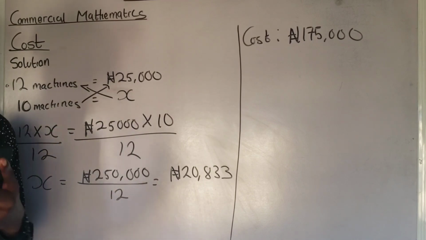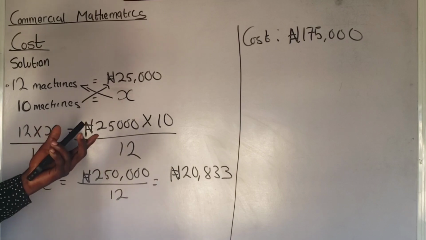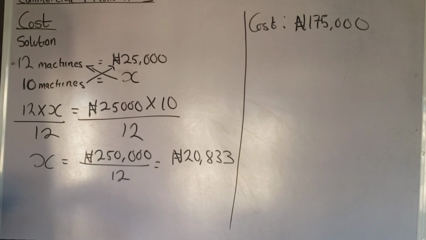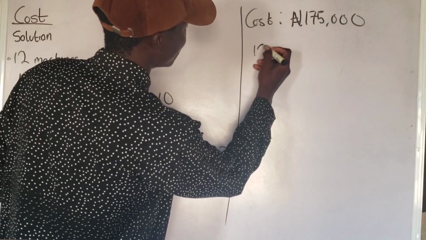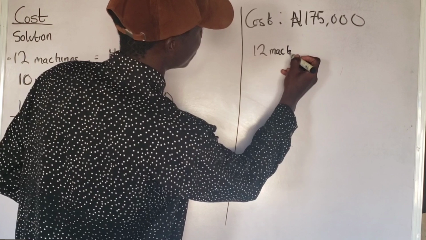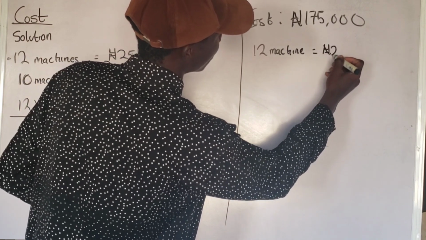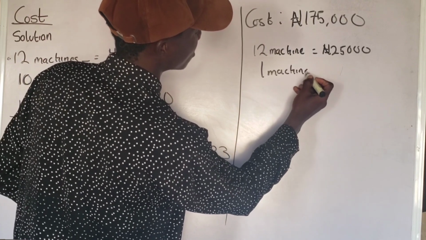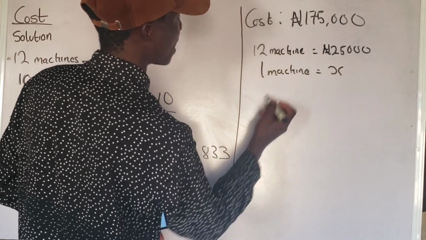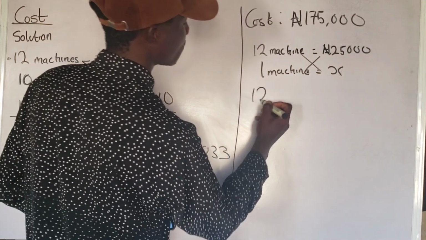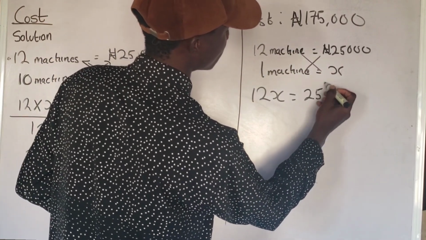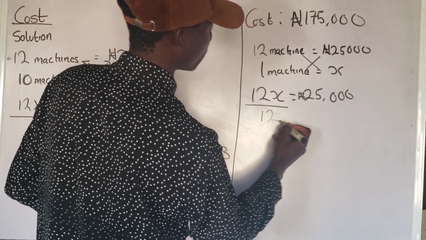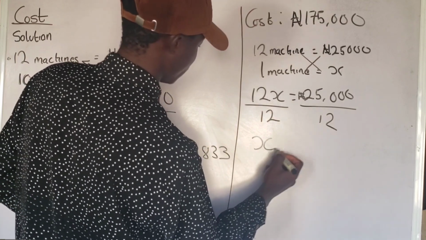So before we can determine that, we first have to determine the cost of a single machine of this type. We are still going to use the information given in the question. Now 12 machines cost 25,000 naira. So let one machine be equal to X. The next step is to cross multiply. So I'm going to have 12X is equal to 25,000 naira. So divide both sides by 12.